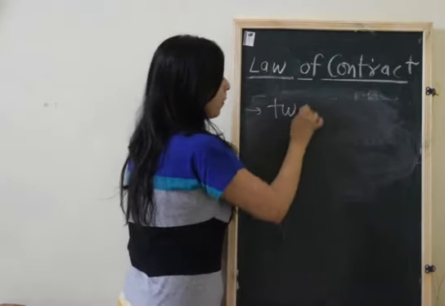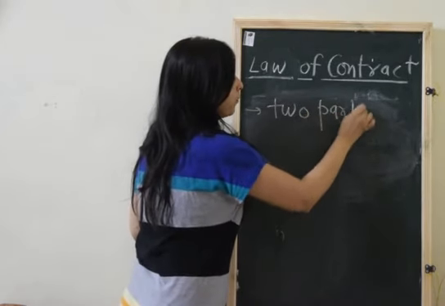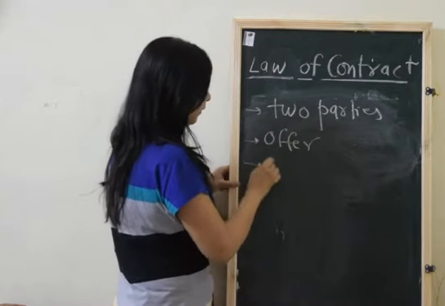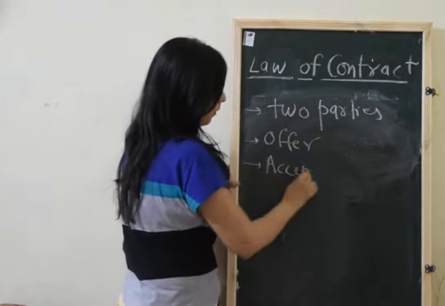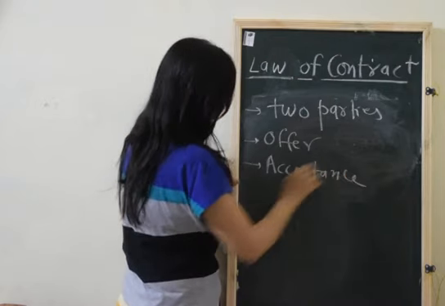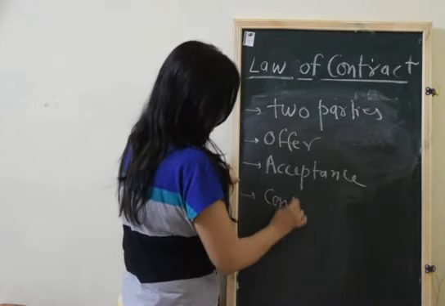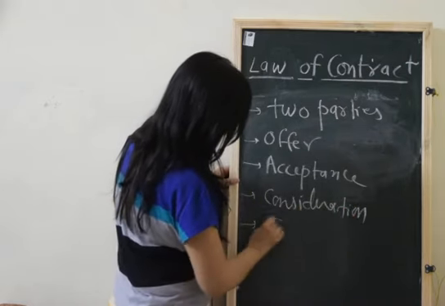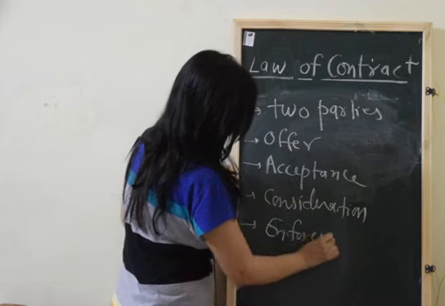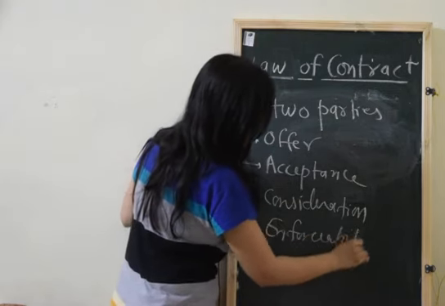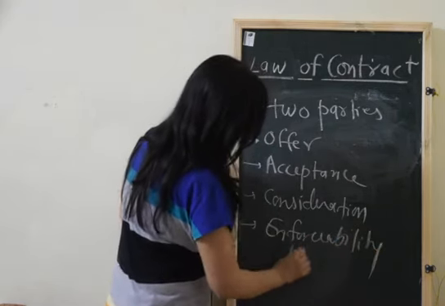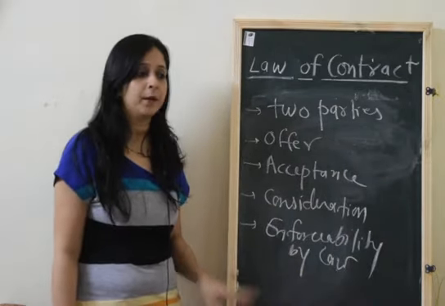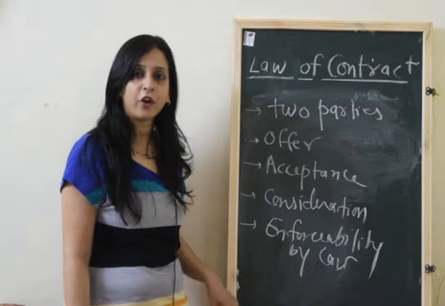There must be two parties. Second, there must be an offer, there must be acceptance from the other party, consideration, and enforceability by law. So these are the basic essentials, or the content, of the law of contract.